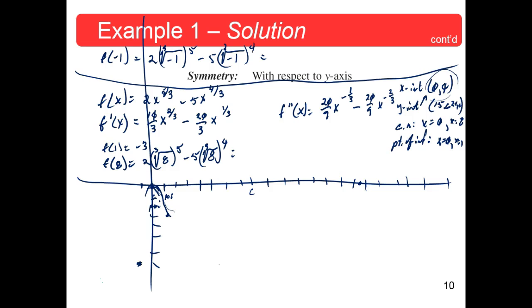So that's 2 to the 5th power is 32, right? 32 times 2 is 64. Okay, remember that, 64. Cube root of 8 is 2 to the 4th power.